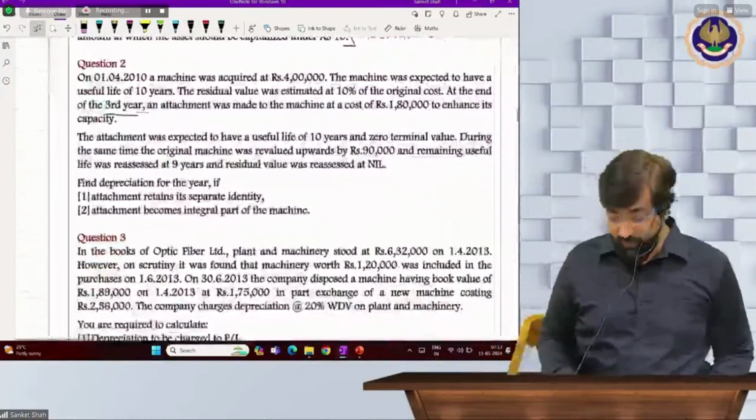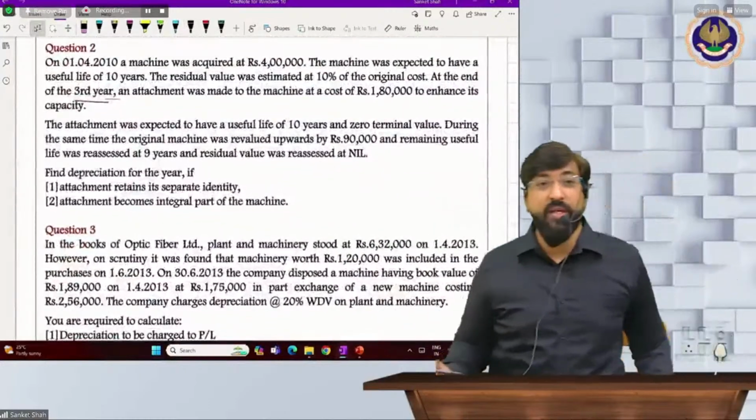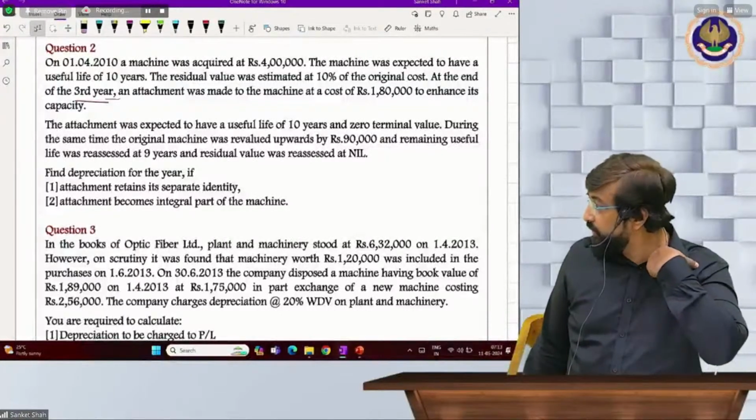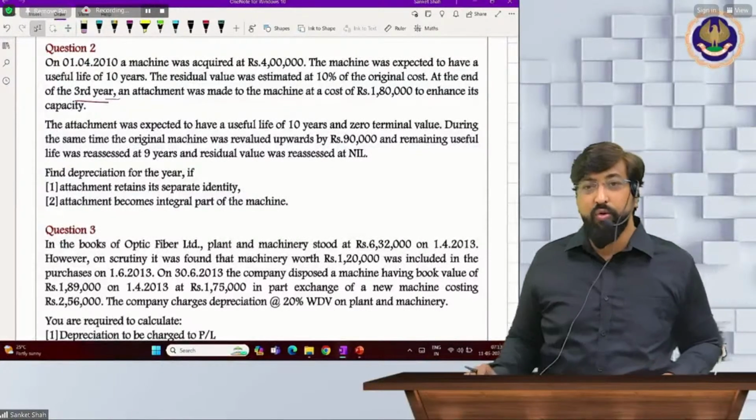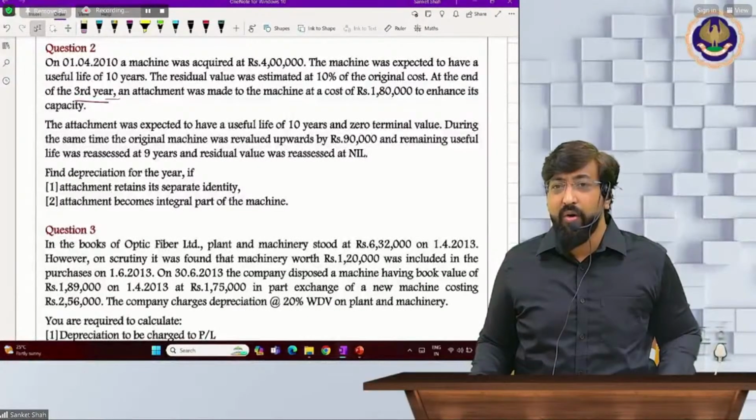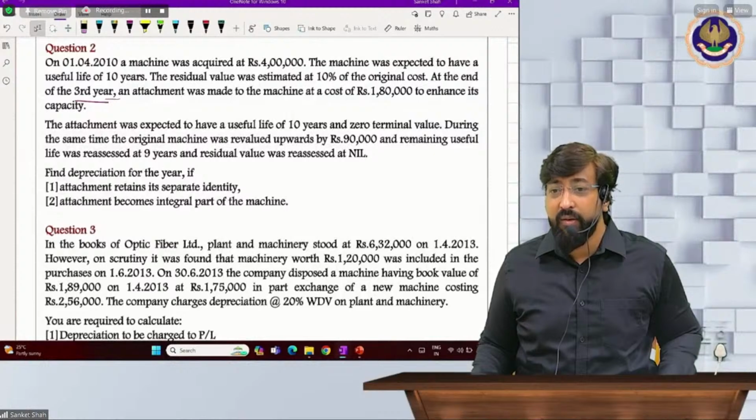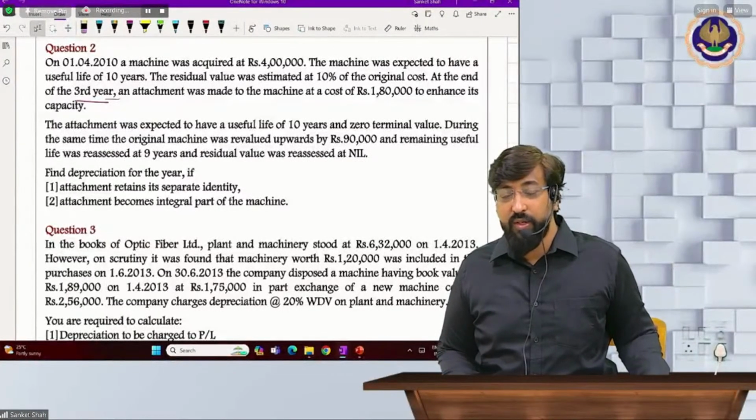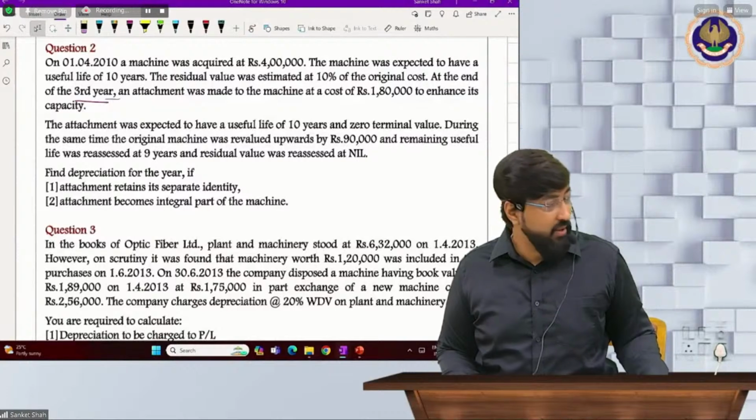See the next type of question. On 1/4/2010, a machine was acquired. Should I explain the theory to you, or did you understand it in the recorded lecture and now we are on the correct track? Rashmi, you can take screenshots. Otherwise, I will give you the list of these questions. I think I already uploaded this.